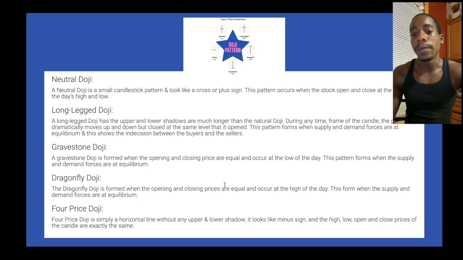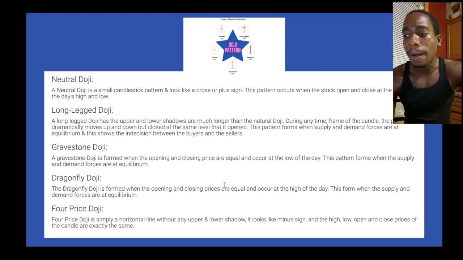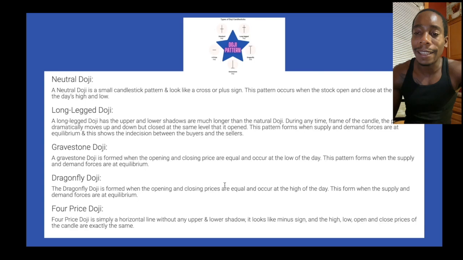Four price doji. A four price doji is simply a horizontal line without any upper and lower shadow. It looks like a minus sign, and the high, low, open, and close price of the candlestick are exactly the same.